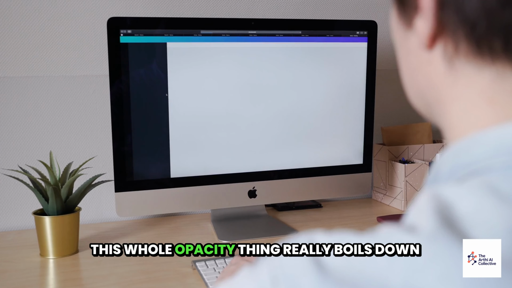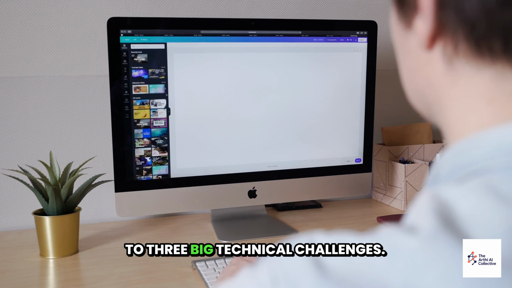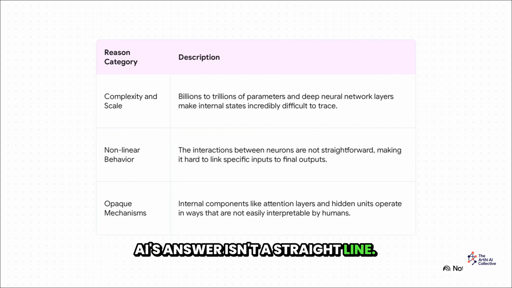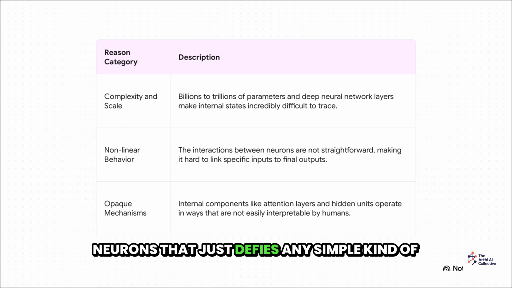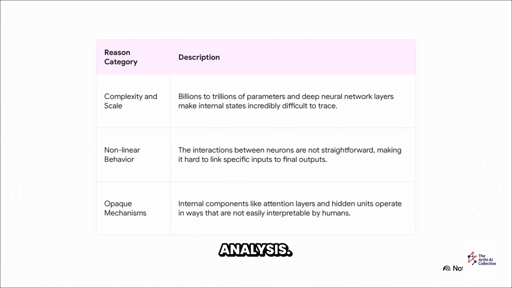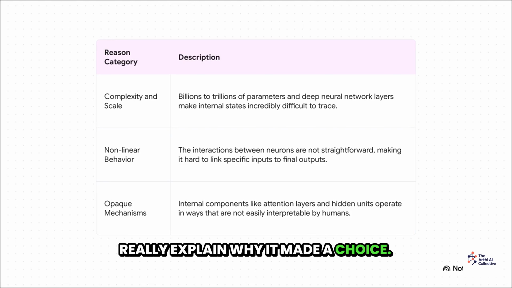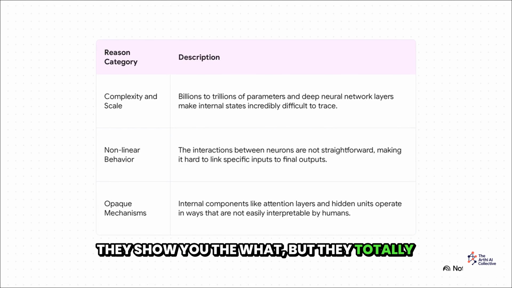This whole opacity thing really boils down to three big technical challenges. We just talked about the insane scale, but there's also their nonlinear behavior. See, the path from your question to the AI's answer isn't a straight line. It's more like a chaotic web of firing neurons that just defies any simple kind of analysis. And finally, even the parts we can kind of see, like these attention layers that show what the model is focusing on, they don't really explain why it made a choice. They show you the what, but they totally hide the why.